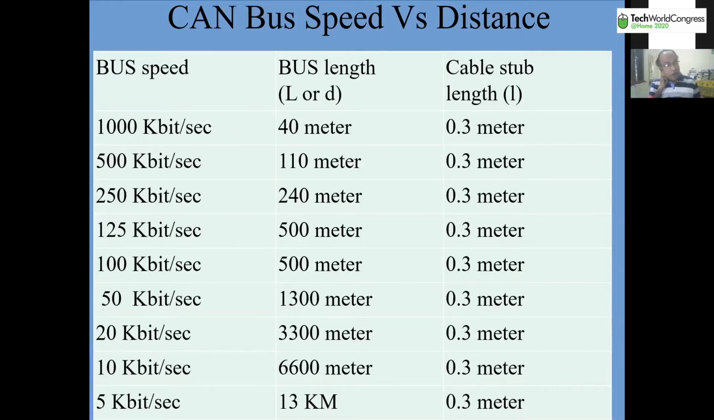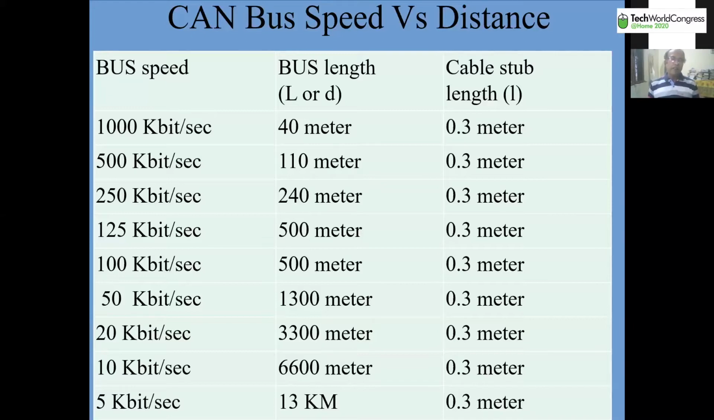Just imagine. Of course, there is a practical problem. After, say, 2.5 kilometers or 3 kilometers, the signal strength gets reduced. To cater to that problem, CAN bus repeaters are available. CAN bus runs on two wires, high and low, and these repeaters have only two inputs and two outputs other than the power supply. So if you put a CAN bus repeater in between, you can send signals over a 13-kilometer length.